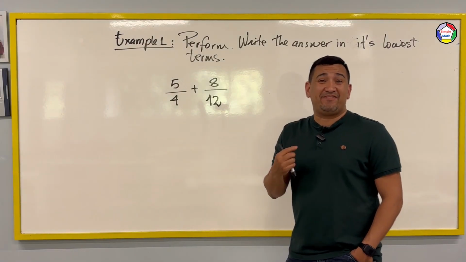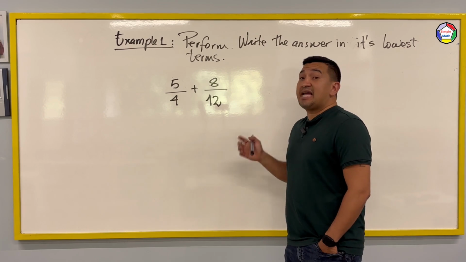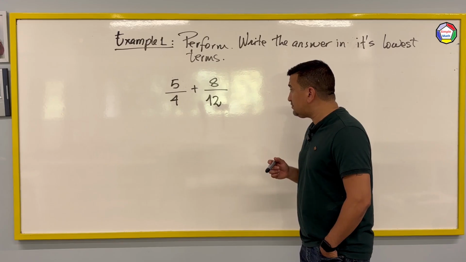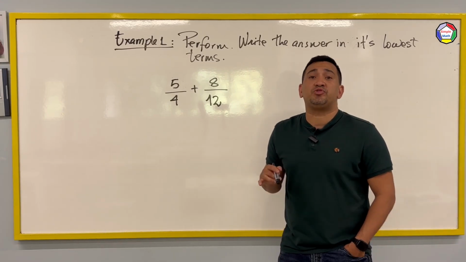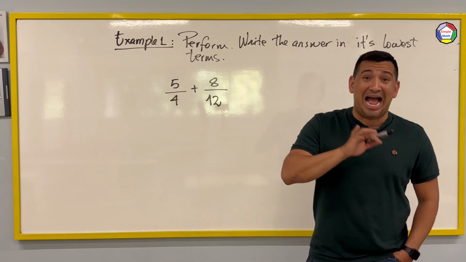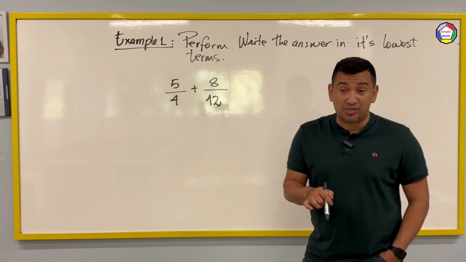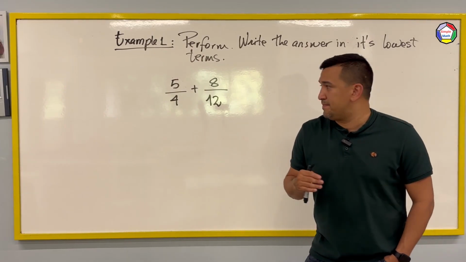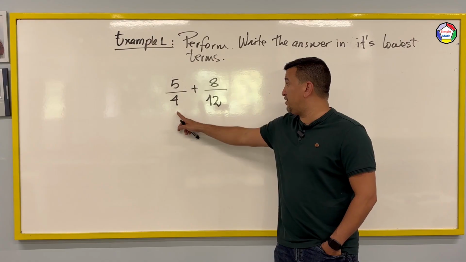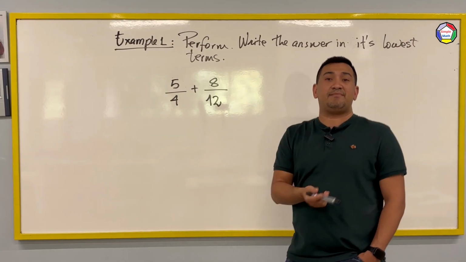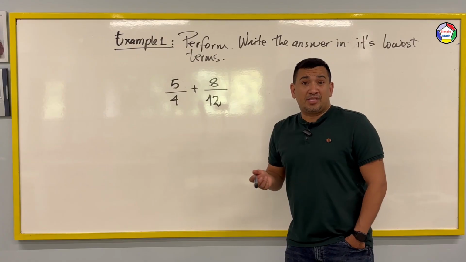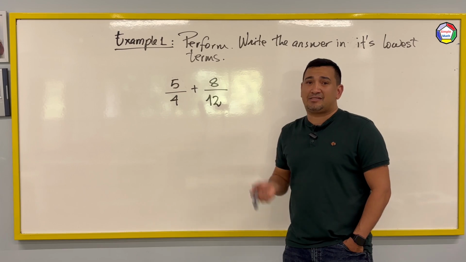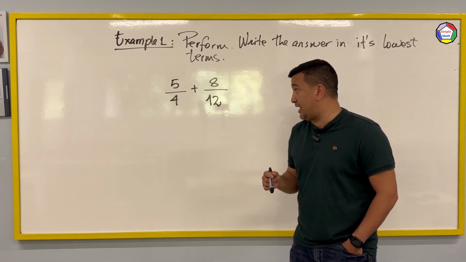Here we have fractions with different denominators. These types of fractions, we call them unlike fractions. So we cannot, and I want you to memorize this, we cannot add or subtract fractions with different denominators. So what is the process we need to follow? We need to convert both denominators into the same denominator. That process is what we call the least common multiple, or least common denominator in this case, right?